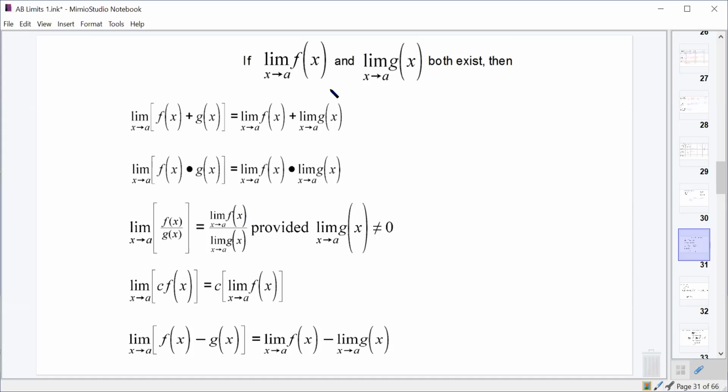The first is that if you have one function plus another function within the limit, so x squared plus x, you could separate that as 2 separate limits, the limit of x squared plus the limit of x. Or if you had the limit of sine x plus cosine x, you could do the limit of sine x plus the limit of cosine x. You could do the same thing with multiplication. If you have 2 functions multiplied together, for example, sine x times cosine x, I could do the limit of sine x times the limit of cosine x.